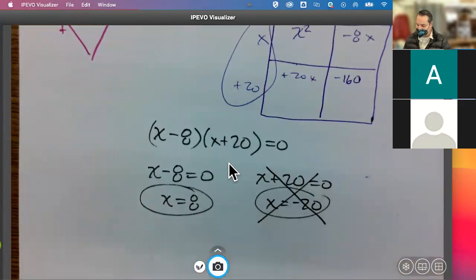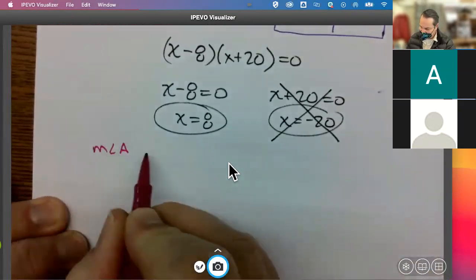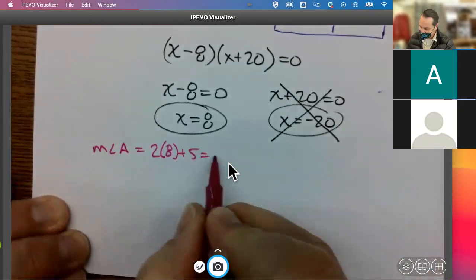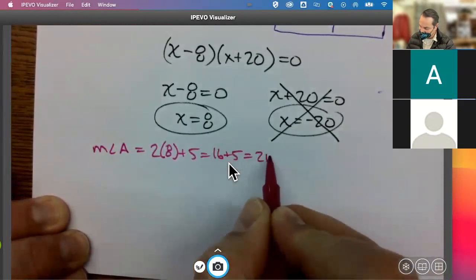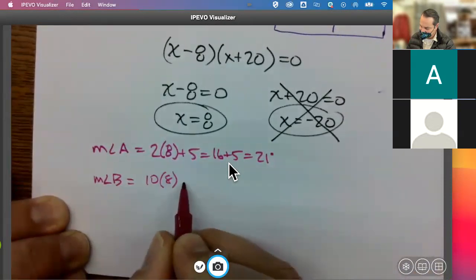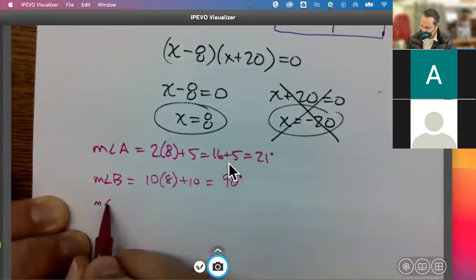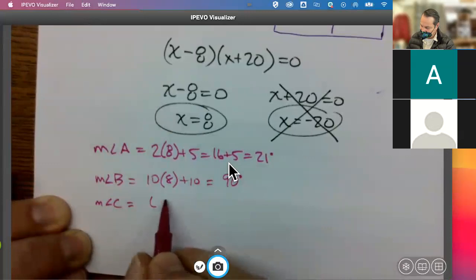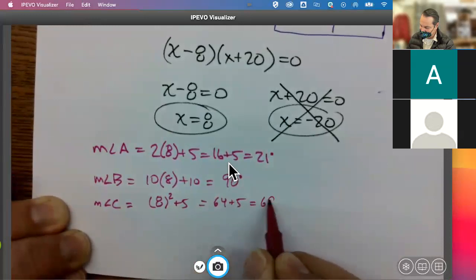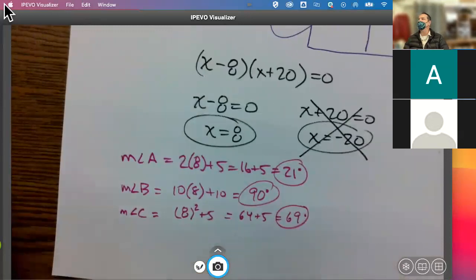So let's try the 8 instead. We think that the measure of angle A should then be 2 times 8 plus 5, right? It was 2x plus 5. So that's 16 plus 5, which is 21 degrees. That seems more normal. Measure of angle B was 10 times x plus 10. 80 plus 10 is 90 degrees. And then measure of angle C is equal to 8 squared plus 5, which is 64 plus 5, which is 69. That's 3 angle measures that add up to 180.